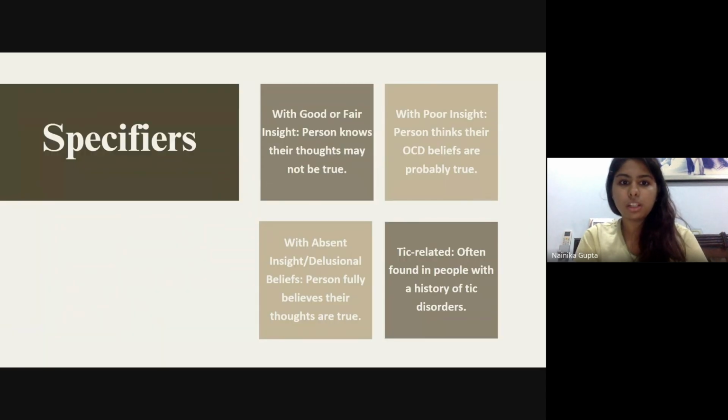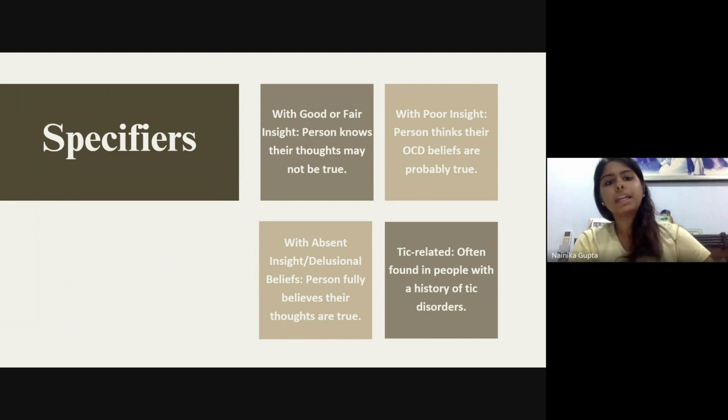So, specifiers for OCD. Specifiers are basically extra labels. They help you describe the type of OCD that a person has. For example, for treatment or for understanding, specifiers help you understand the type of OCD a person has. An insight specifier is basically how aware someone is of their OCD, their thoughts and behaviors. Like if you have good insight, or fair insight about it. For example, a person is thinking that my hands are dirty. A person with good insight knows that their beliefs are not really true. They can see that their hands are not dirty.